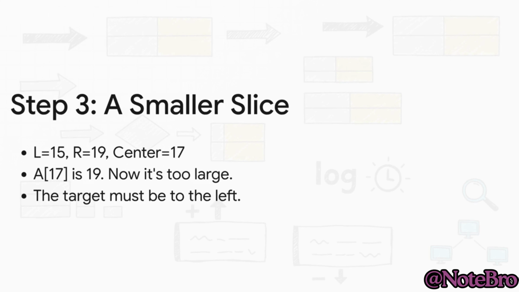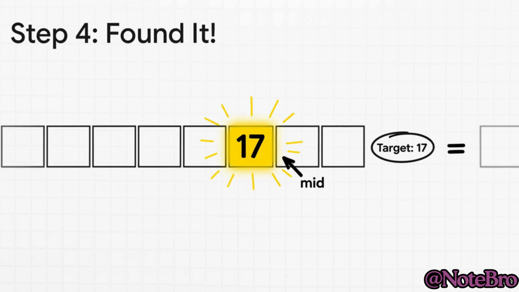Whoa, wait a second. For the first time, our middle number is bigger than our target of 17. That means we've overshot it. So our number must be hiding in that little sliver to the left. And look at that. Our search space is now tiny, just 2 potential spots.